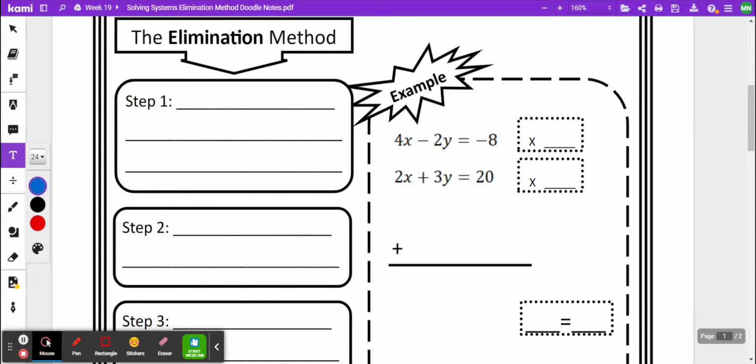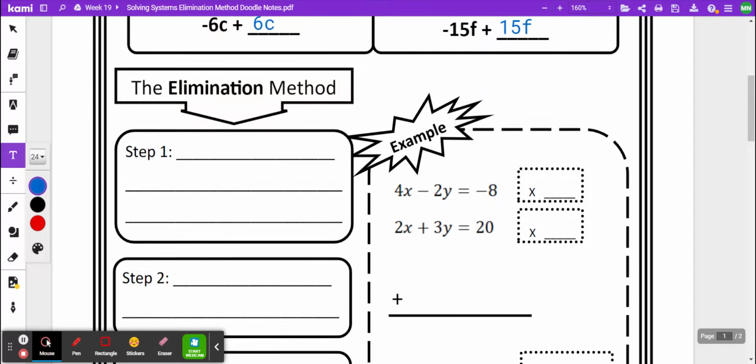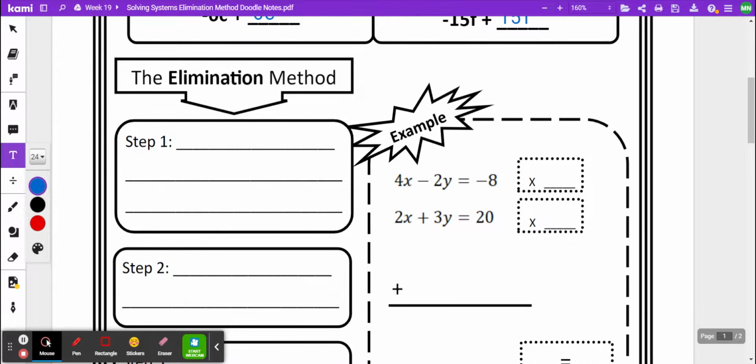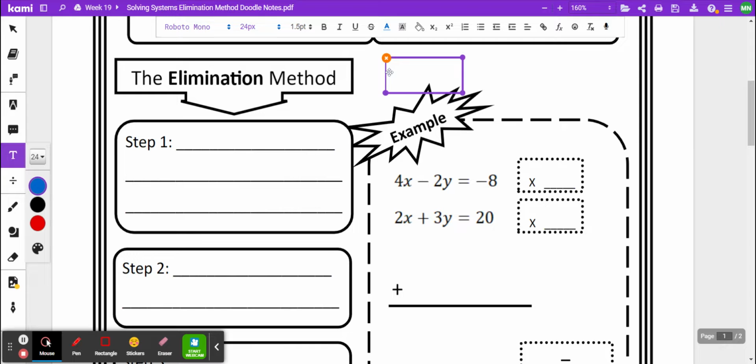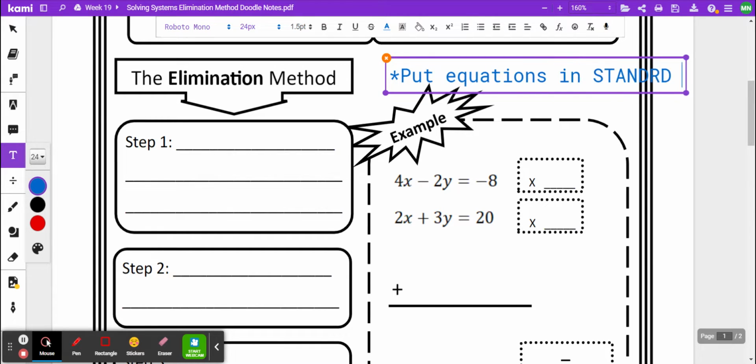All right, step 1. Step 1 doesn't actually have what I need in there. So we're going to add a little extra text box over here. And we're going to put equations in standard form. That's the ax plus by equals c.